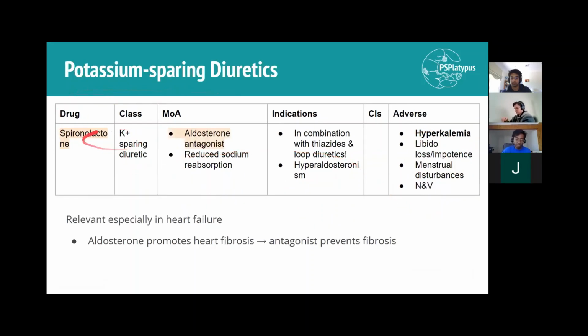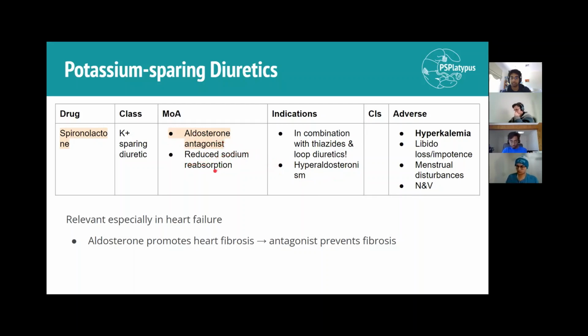Potassium sparing diuretics. So this is the last one, spironolactone. This is an aldosterone antagonist. So basically, the point is that this leads to hyperkalemia, while the other diuretics led to hypokalemia. Because of that, we can use it in combination with thiazides and loop diuretics. And it's also indicated in hyperaldosteronism. So that's a condition when you have too much aldosterone. So by antagonizing it, you can treat that.